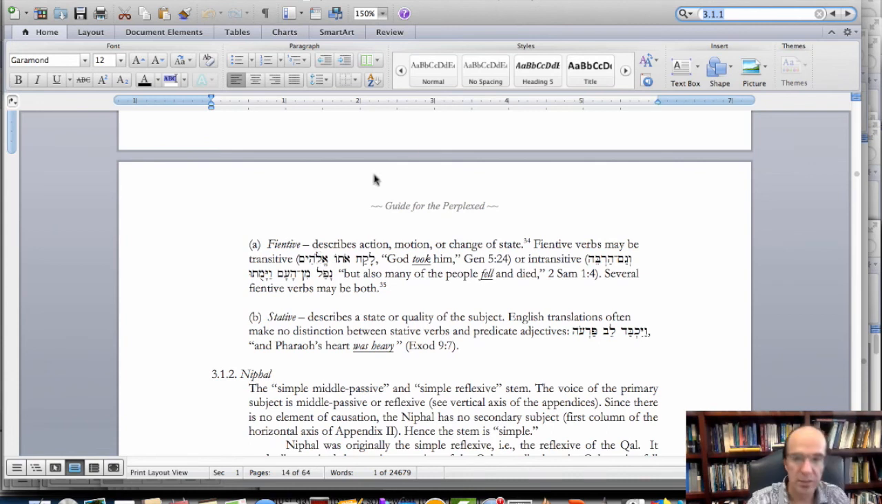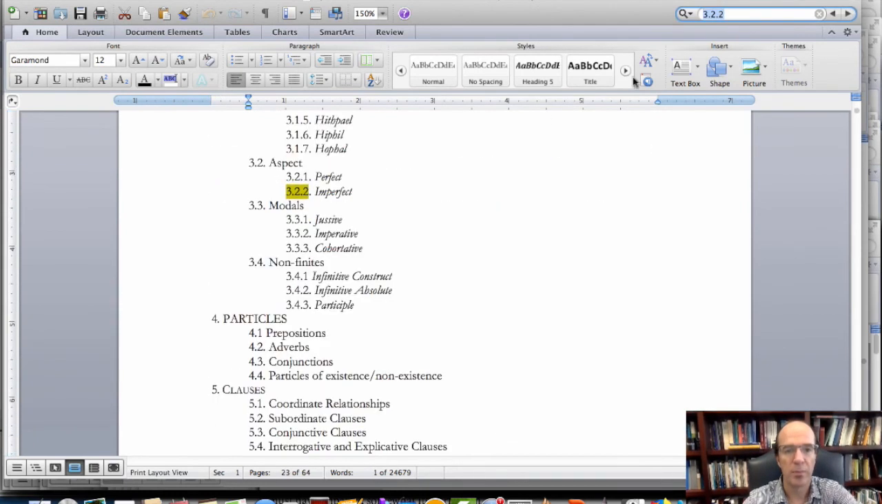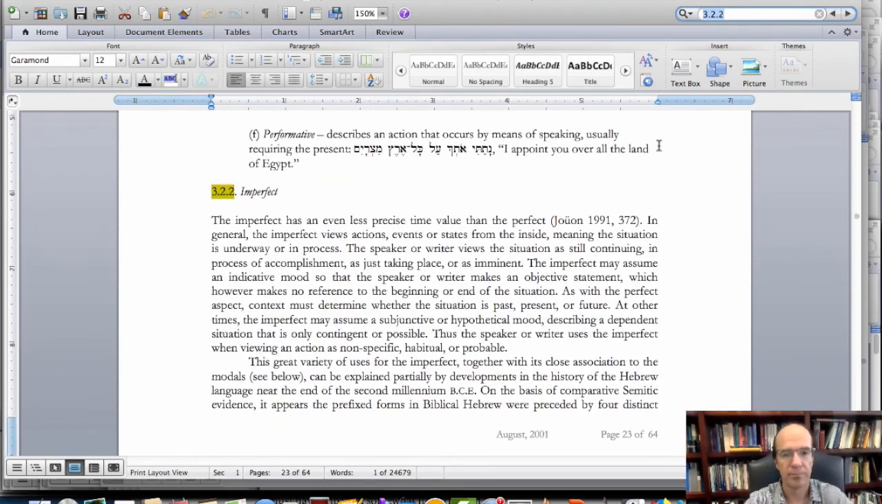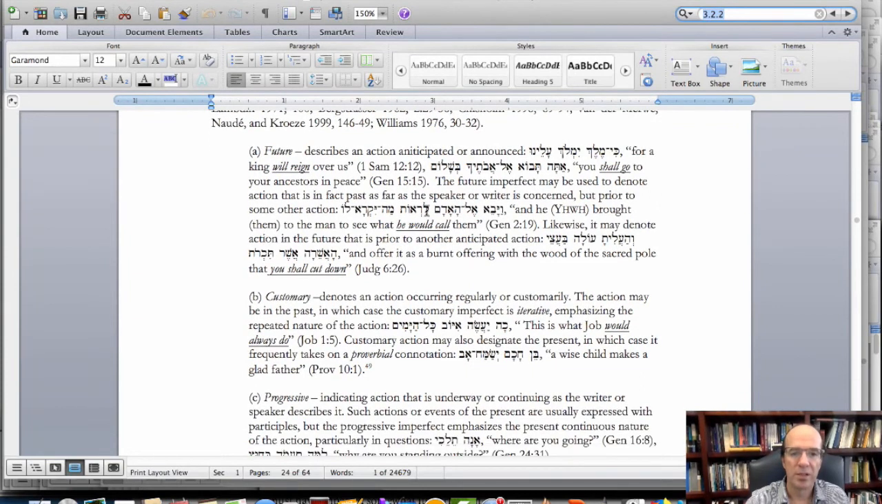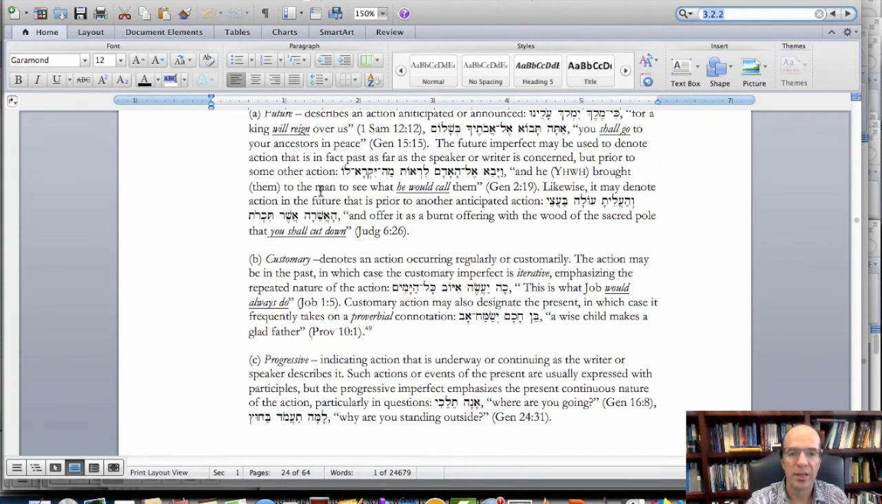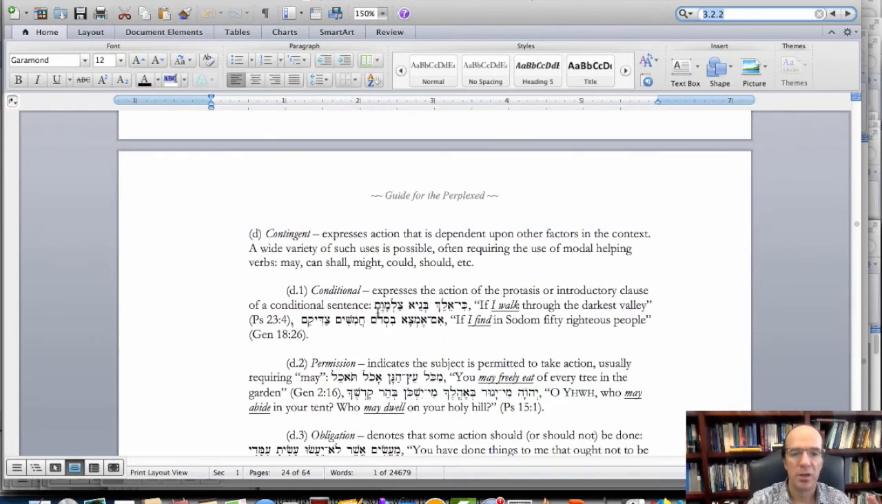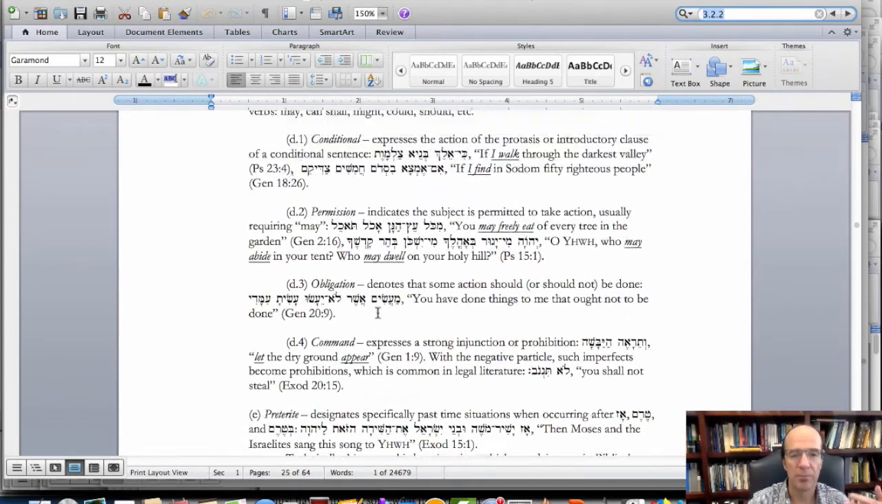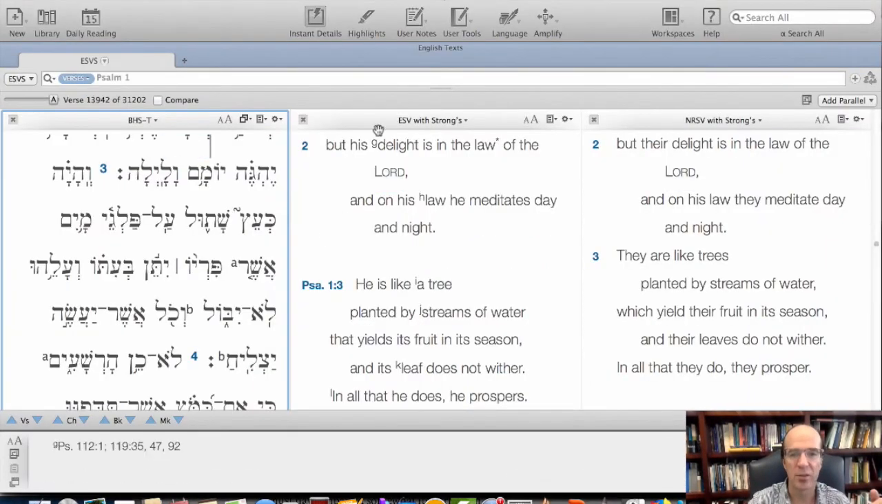And then we also need to look at the imperfect, which is going to be 3.2.2. Now, imperfect verbs can be incomplete in the tense of future. They can be customary, something that continually or regularly happens. They can be progressive, contingent, and you can take a look at your book, but let's go through this and make a decision on it. What's the force here? On his law, he meditates.